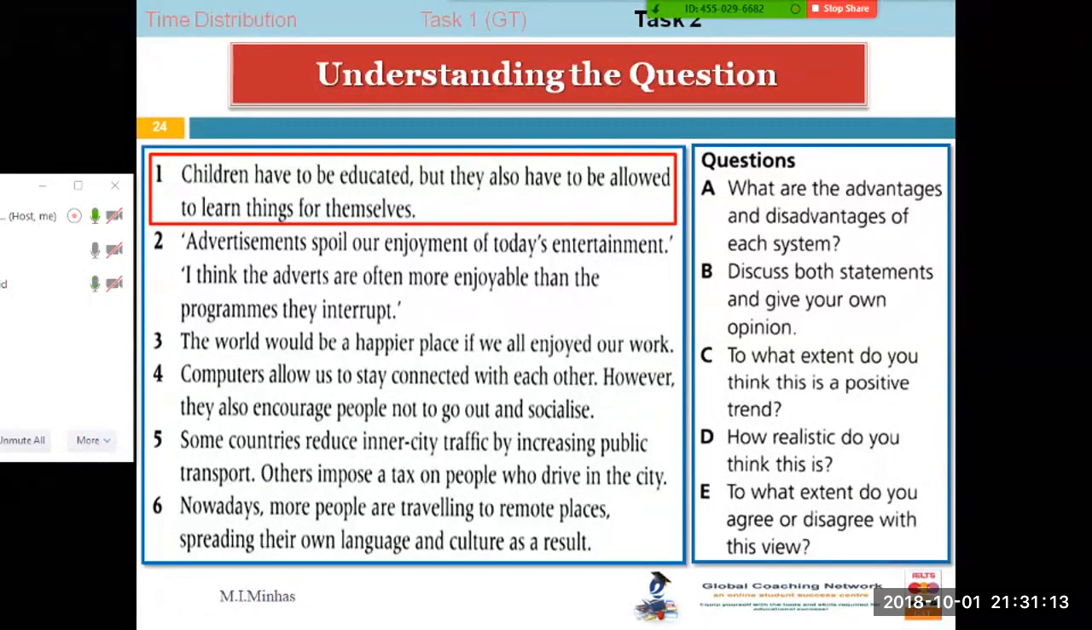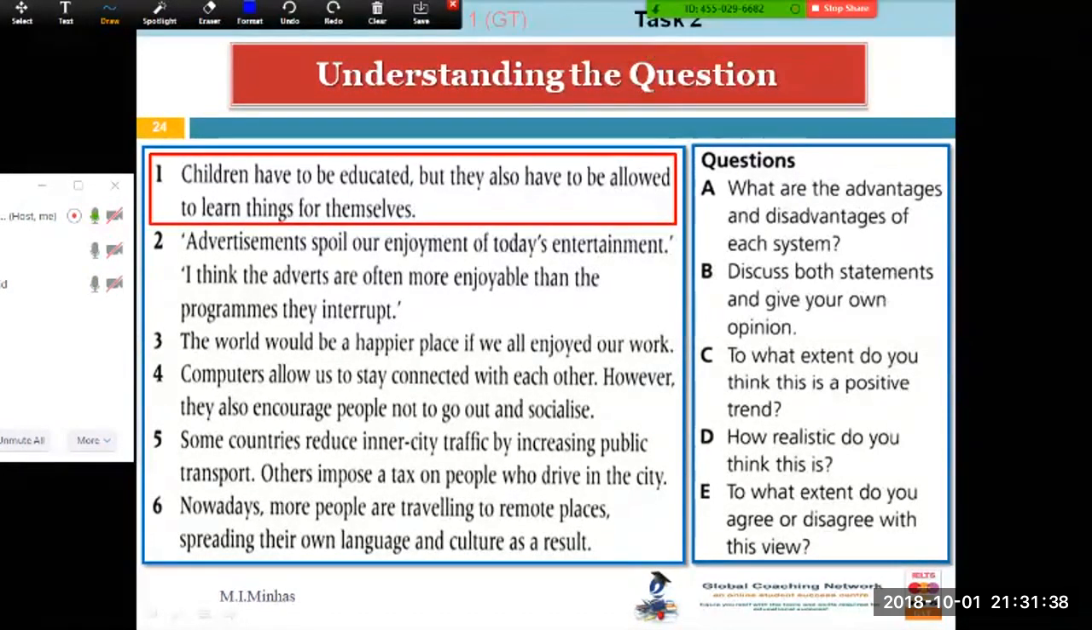Children have to be educated, but they also have to be allowed to learn things for themselves. Okay. So now, what do you think? Is it one or two statements? I guess it's like two statements. Okay. What about you? Sorry, I forgot the name. Sorry, Halima. What do you think? It's actually a single statement.